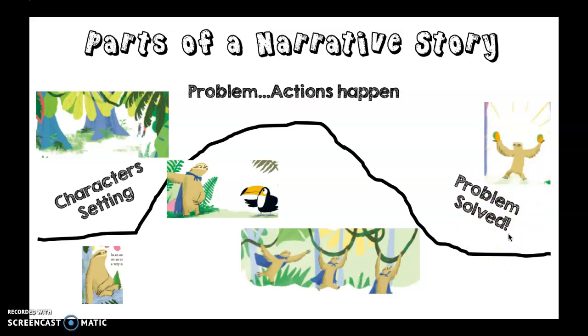When we read a story, we get to know the characters and what's happening, what the problem is and how they solve it. Well, when you write your story, you're going to have a character and a setting, and then your superhero, because that's going to be the kind of character you create, is going to have some problem happen. You're going to have to tell your readers what they're going to do and how, by the end, they solve their problem. So those are the parts of a narrative story.